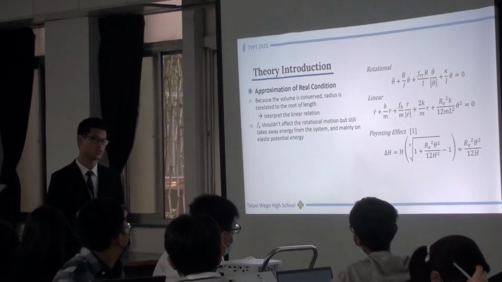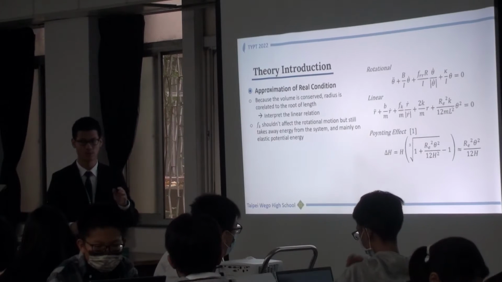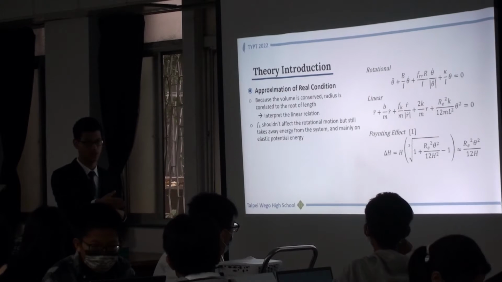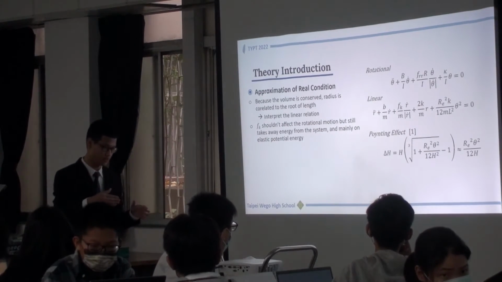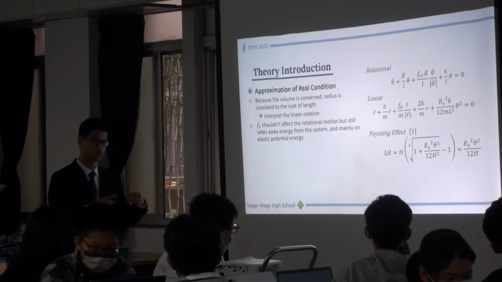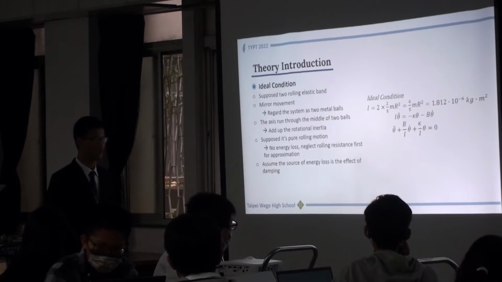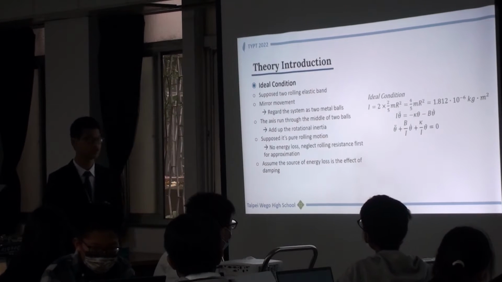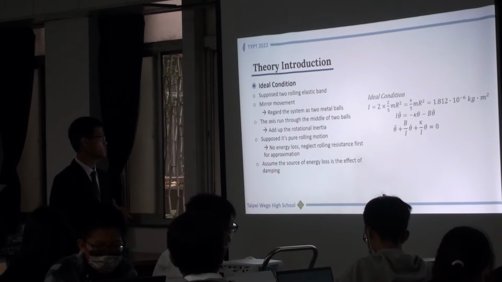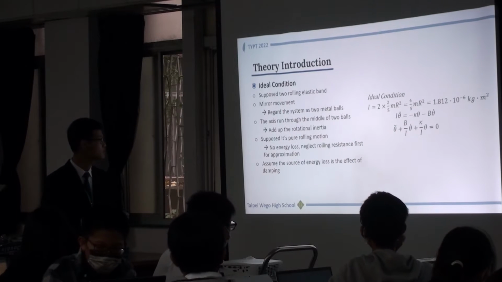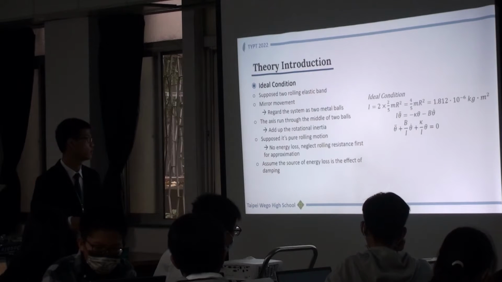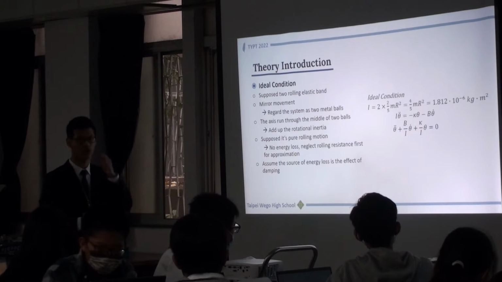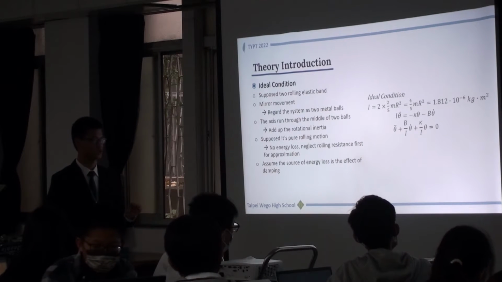The reason for that is that the direction of the force is on the radial axis, and the spring's direction is also on the radial axis, which means that the velocity is on the tangential side. So these two shouldn't affect each other. However, those two equations don't have a simple solution. So we will consider a more ideal condition, where we first suppose the two rolling balls have mirror movements. We regard the system as two metal balls, and the axis that runs through the middle of the two balls adds to the rotational inertia, which we calculated here because we're using a solid metal ball.